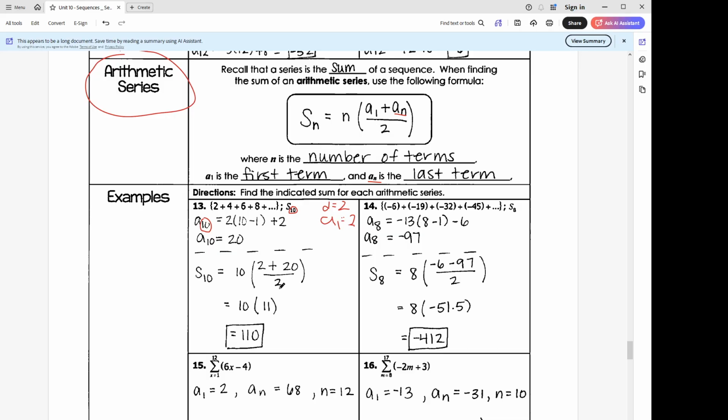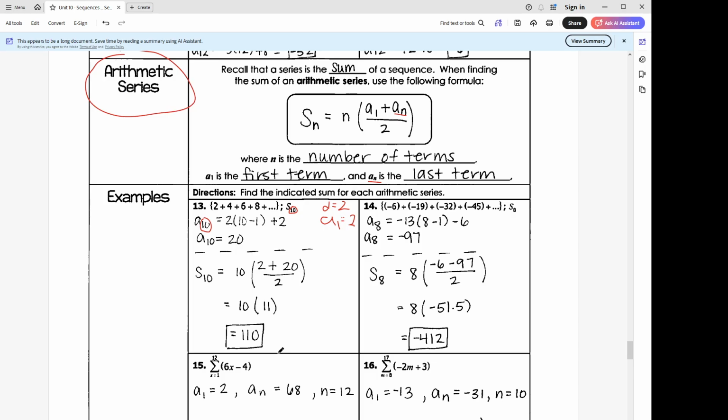Again, this is the formula. And then all you got to do is simplify this. 2 plus 20 is 22. Divided by 2, you get 11. 10 times 11, 110. Okay? And that's it. You just found the sum of the series of 10 numbers to be 110.